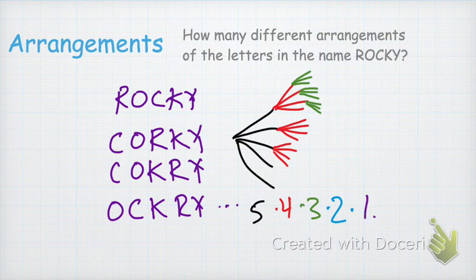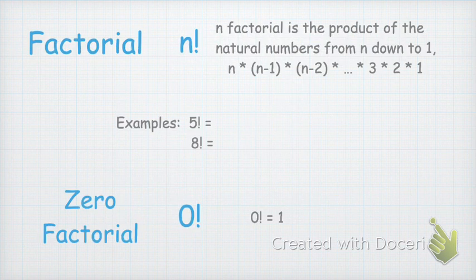And the counting principle said that we can just multiply that all together, right? 5 times 4 times 3 times 2 times 1, that would be 120. And so there's 120 different ways that you can arrange the letters in the word Rocky. And that multiplication of 5 times 4 times 3 times 2 times 1 is so popular in probability and counting principles that it has a name. And a symbol. It's called a factorial.